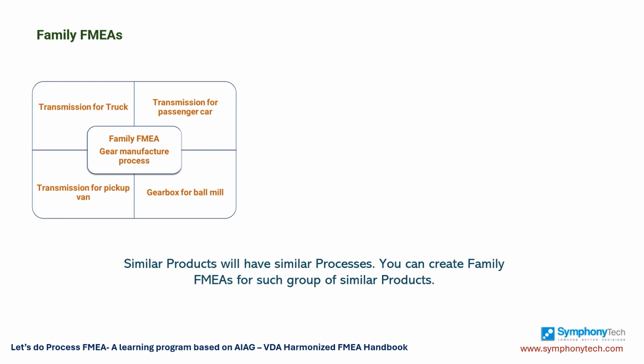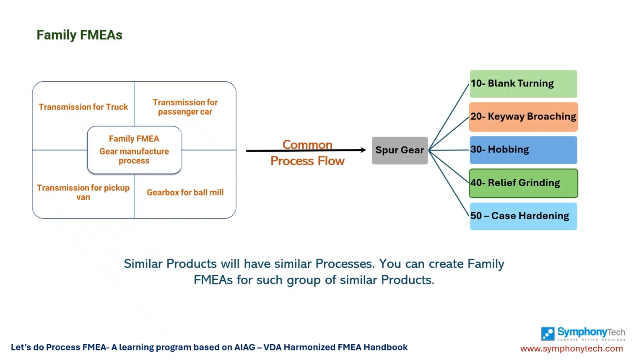According to the AIAG-VDA standard, it's a good idea to create what's called a family FMEA when you have products or processes that are very similar, with only minor differences between them. Take spur gears, for example. They usually go through the same steps in production and they tend to have similar failure modes. That also means the ways to prevent or fix these failures are often similar too.